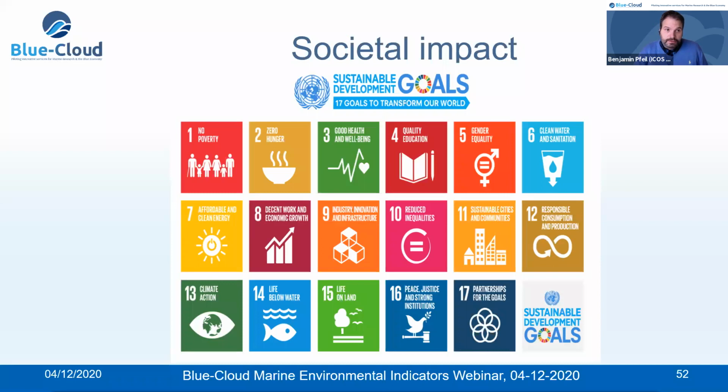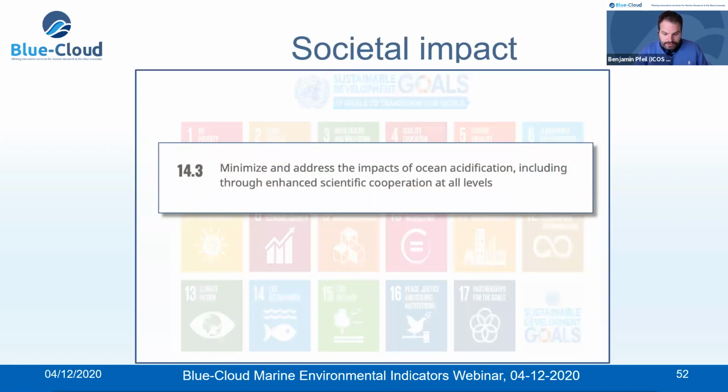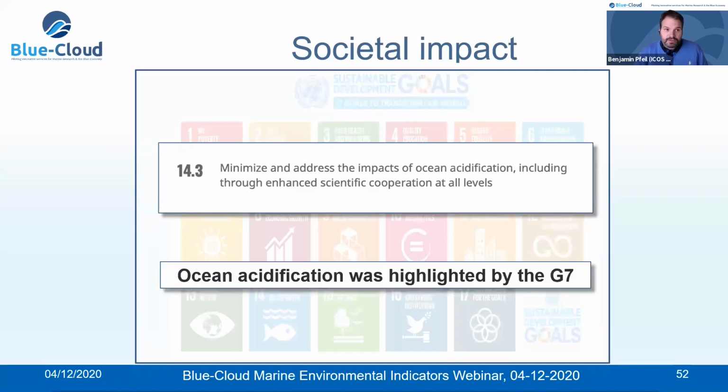But carbon and carbon dioxide emissions are directly related to several of the Sustainable Development Goals by the United Nations. Number 13, climate action, and number 14 to be mentioned, but number 2 as well, due to the impact on food chains, that means to fight poverty. One of the targets of the Sustainable Development Goals directly addresses ocean acidification. And ocean acidification is highlighted by the G7 as well.